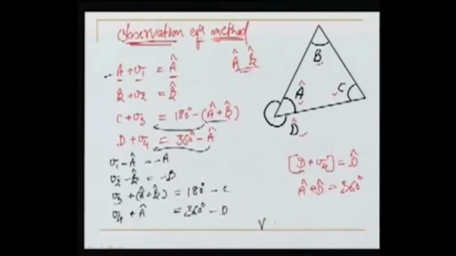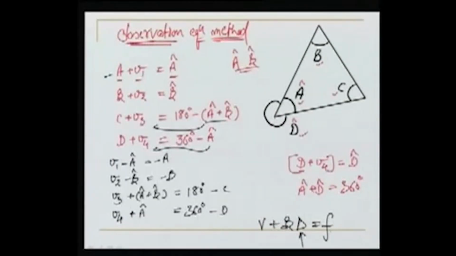Well, these equations we will again rearrange, because finally we have to form them in this form, V plus B delta is equal to F. Delta is a matrix of parameters. The parameters here are A hat and B hat. This is delta, B is the matrix of coefficients, V is the matrix of residuals, and F is the matrix of constants.